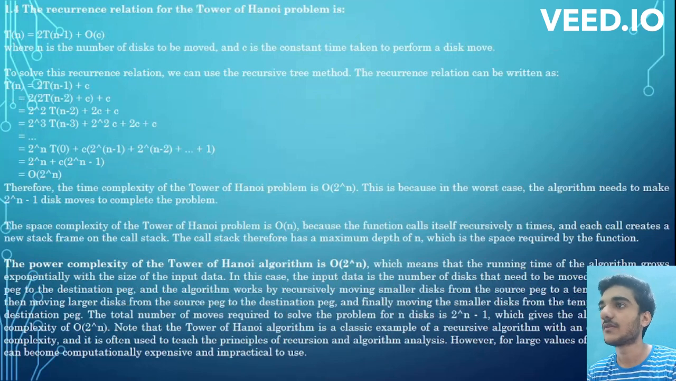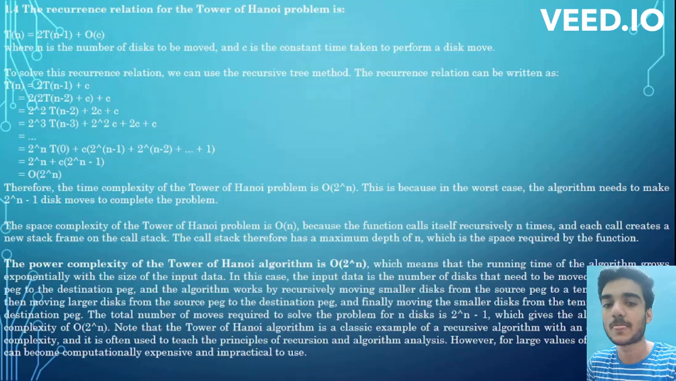The recurrence relation for the tower of Hanoi problem is T(n) equal to 2T(n minus 1) plus O(C), where n is the number of disks moved and C is the constant time taken to perform a disk move. We can solve this by recurrence tree method, which will give us an exponential time complexity, and the space complexity is O(n) because the function calls itself recursively n times. The power complexity of the tower of Hanoi algorithm is 2 to the power n, which is exponential, which means that the running time of the algorithm grows exponentially with the size of input data.